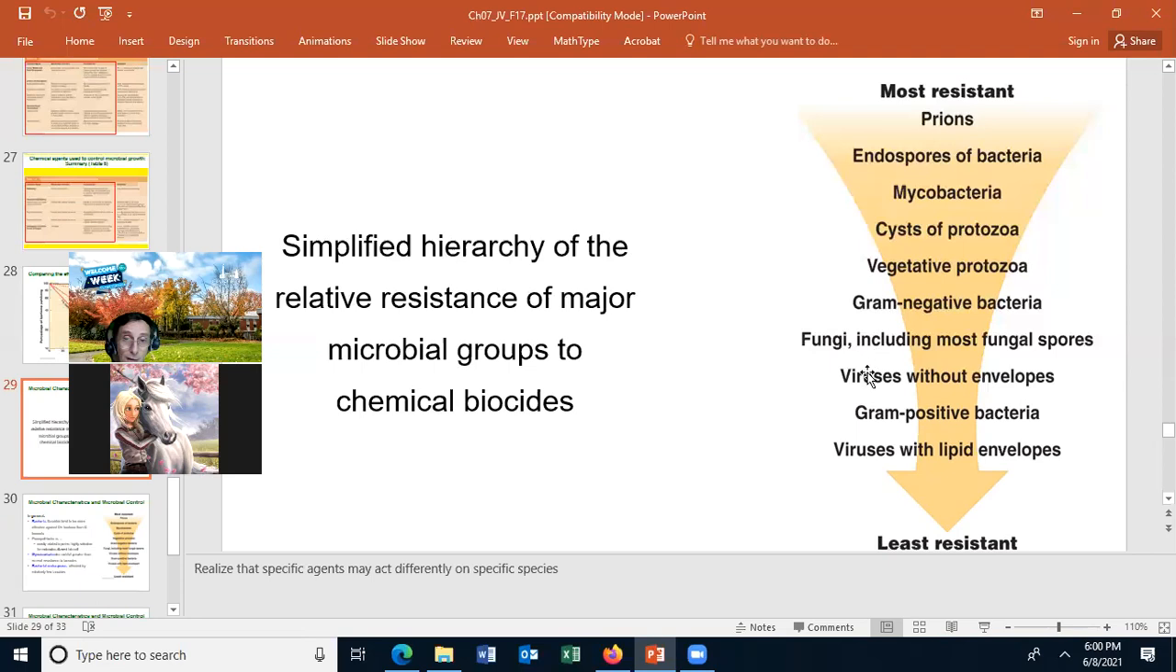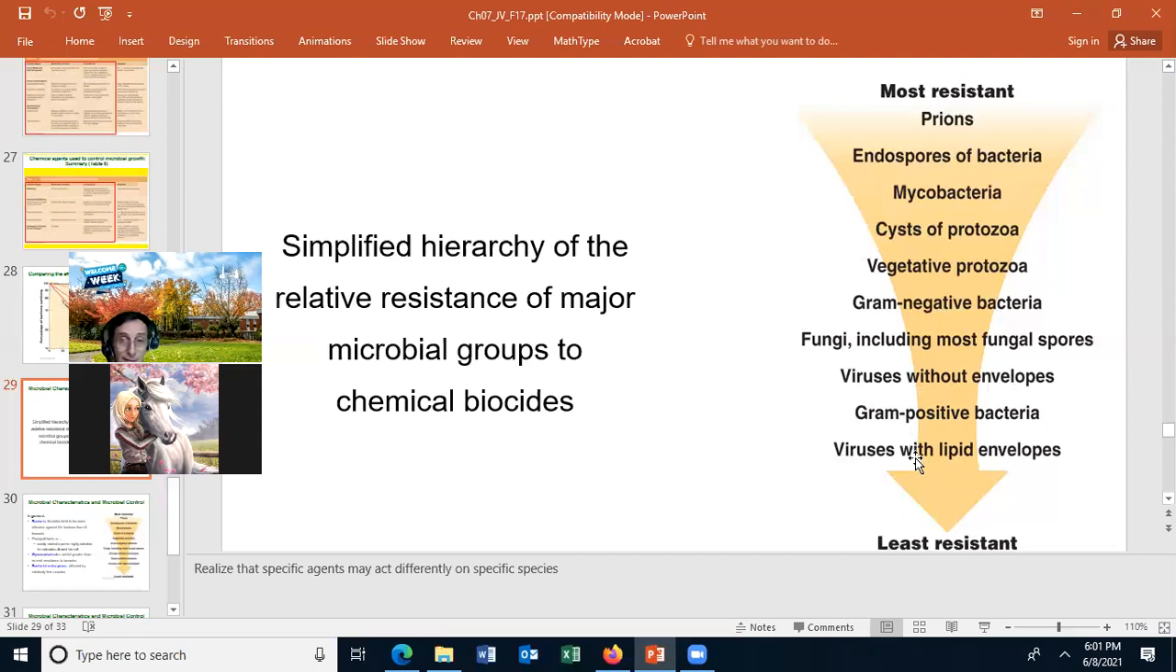Fungi, viruses without envelopes, gram-positive bacteria are one of the easiest bacteria to kill. Water-soluble chemicals can get into the cells, and there's no outer membrane, and then kill the cells. Exposure to alcohol will destroy the plasma membrane and denature the proteins, which will inactivate or kill the bacteria.